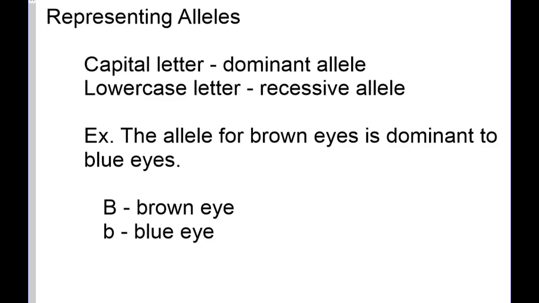When we represent alleles, we use letters. It really doesn't matter what letter you use. What does matter is that the capital letter represents the dominant and the lowercase letter represents the recessive. I could have easily chosen the word or the letter T for my previous example.